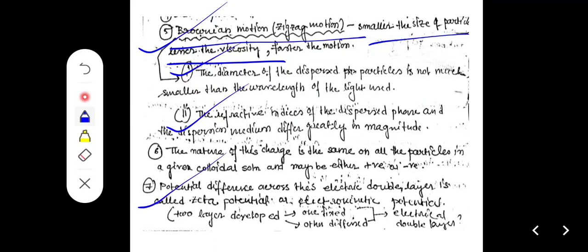It's nothing but an electrical double layer produced when colloid formation takes place, and across this a potential difference is generated, which is termed as zeta potential or electrokinetic potential. Two layers develop, one that is fixed and the other that is diffused, and an electrical double layer is formed.